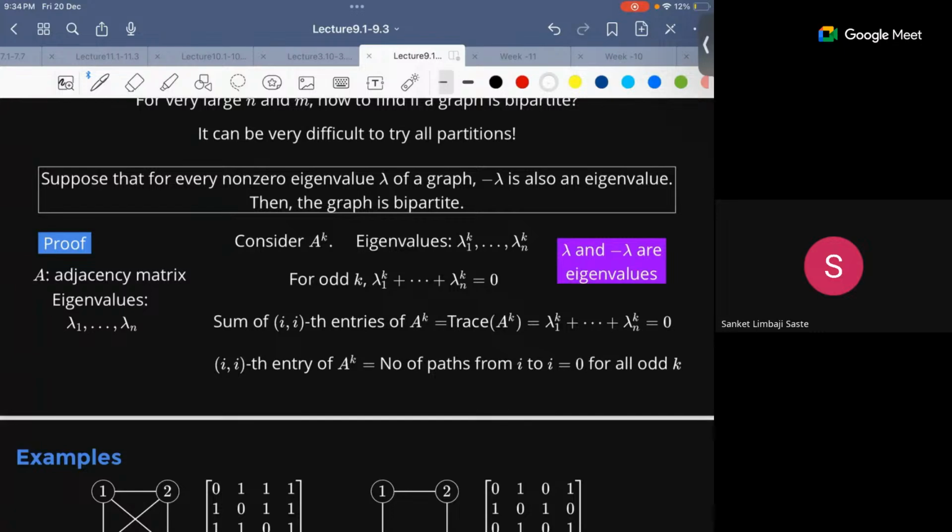I am reiterating this again and again, and this will be asked in your exam also. So you should know these properties. I hope this is making sense to you.